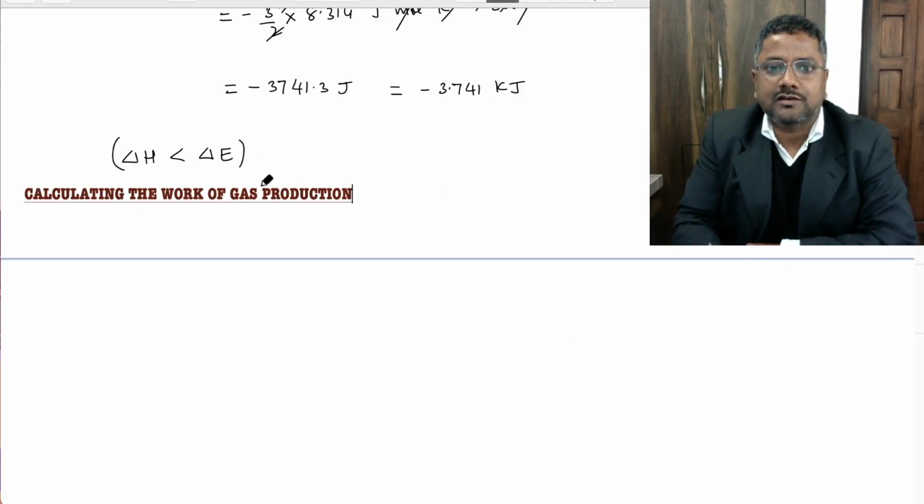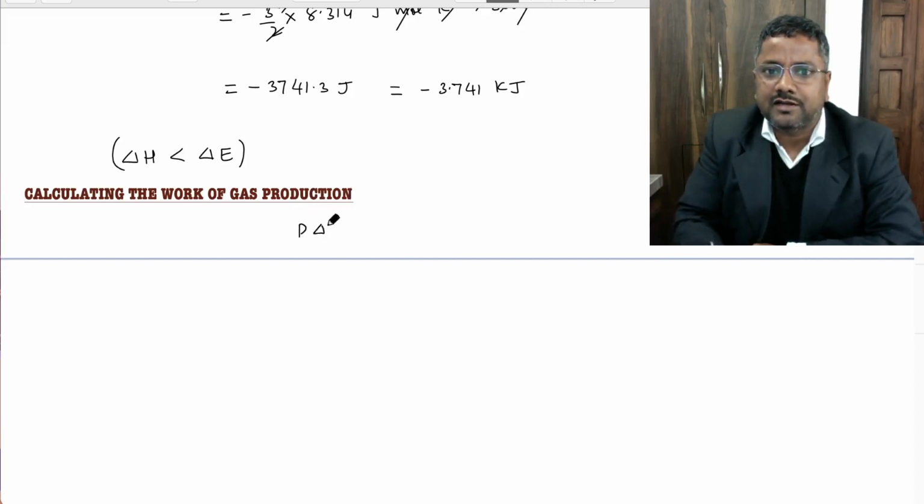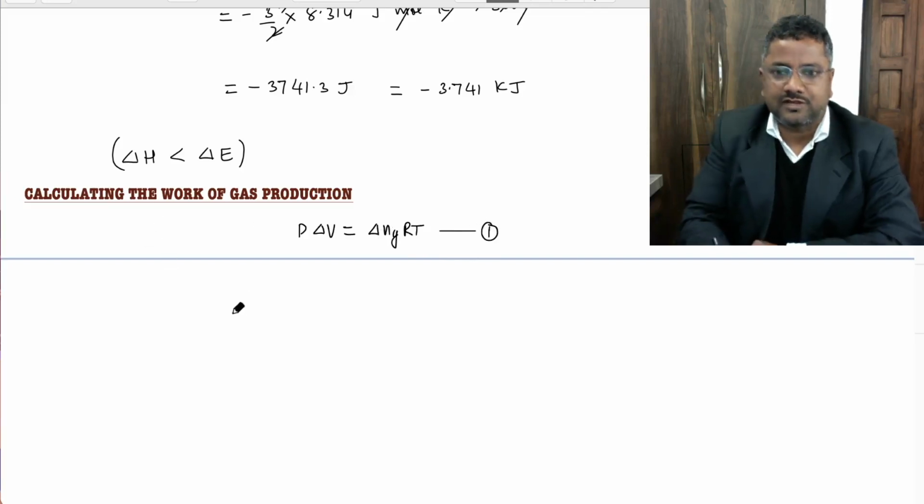calculation of work in the gas production. Suppose that any chemical reaction is given, so we can use this formula P delta V is equal to delta NgRT at constant temperature. We can use this equation for the calculation of work, right?